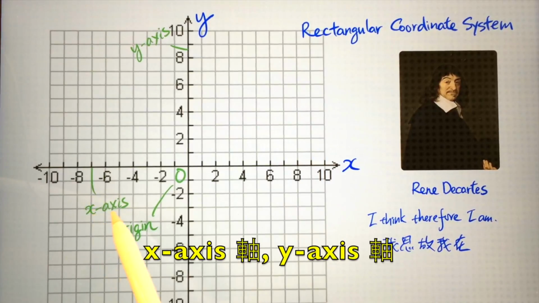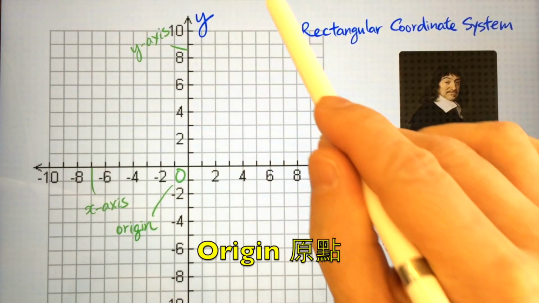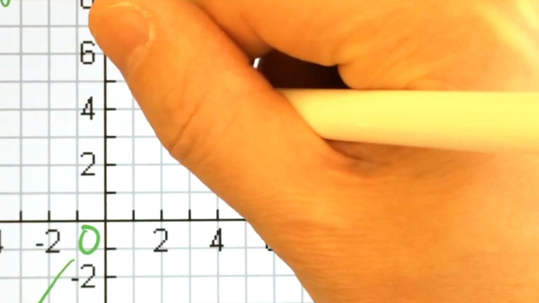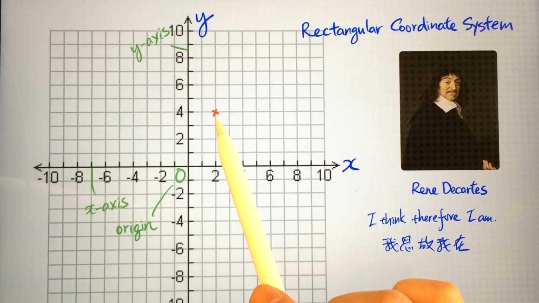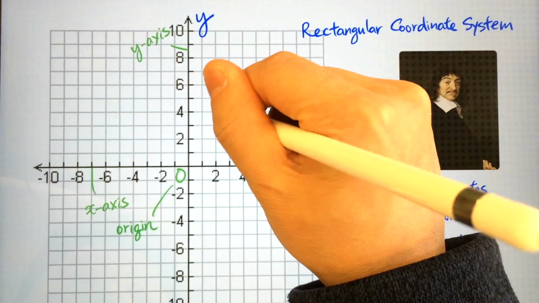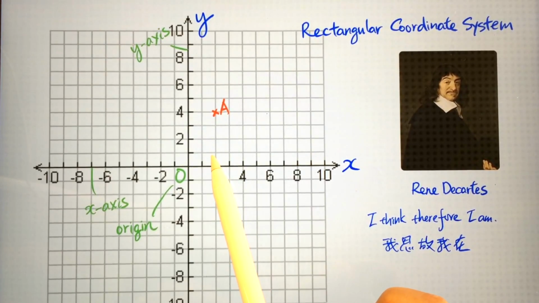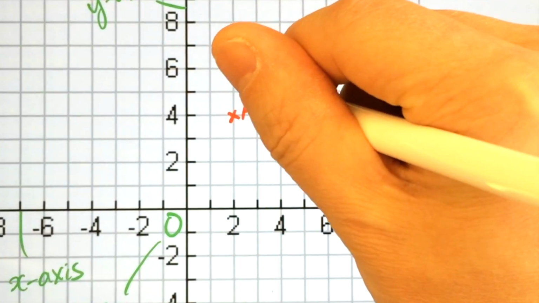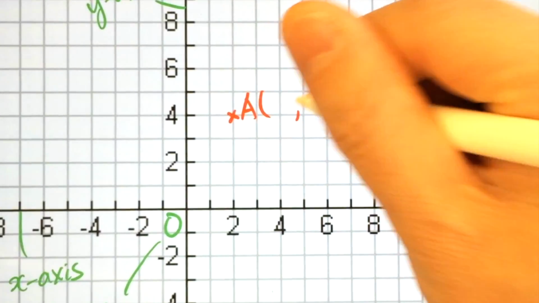This is the x-axis. This is the y-axis. Usually at the center, we have the letter O, which stands for origin. And at each point, we have two numbers to represent the position of a particular point. Let's say this is point A. We can locate point A by using two numbers, namely the x-coordinate and the y-coordinate. Usually, we write the coordinates as a pair of numbers.